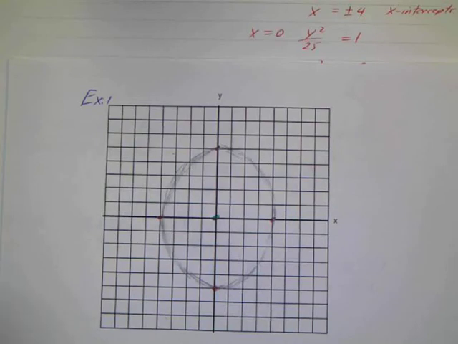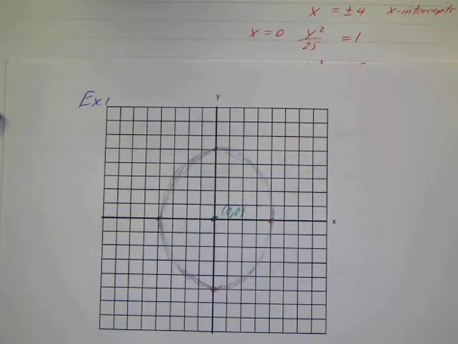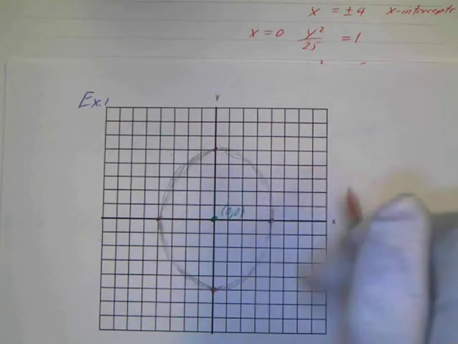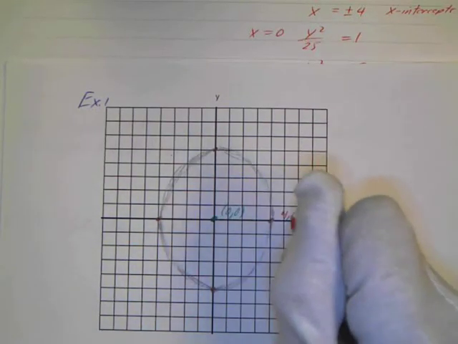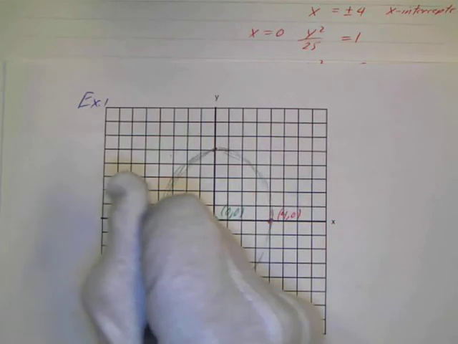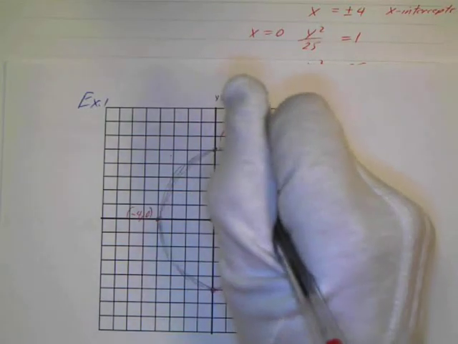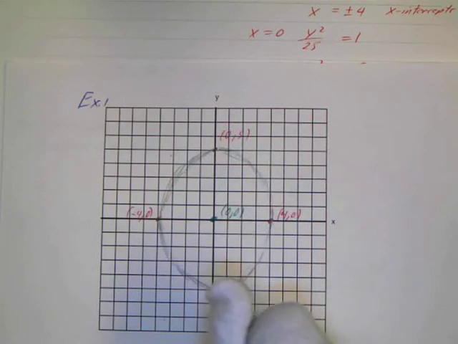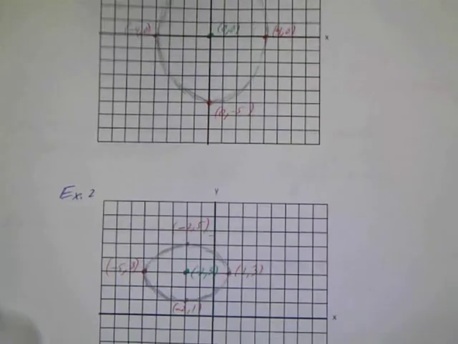In the first example, I didn't really label my vertices, but this is just going to be 0, 0 for the center. And this is going to be 4, 0 and negative 4, 0. And this is going to be 0, 5 and 0, negative 5. Okay? So that's example 1, and there's example 2.